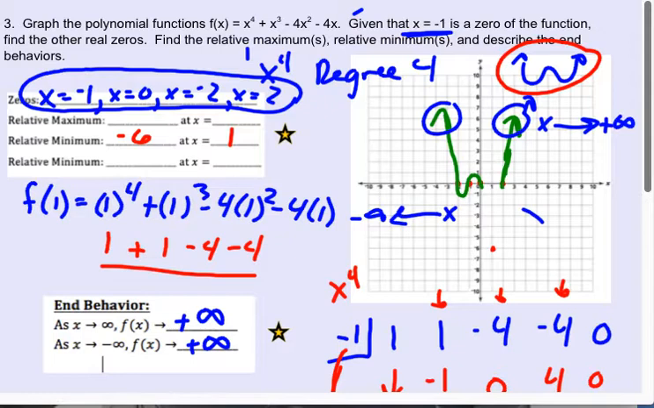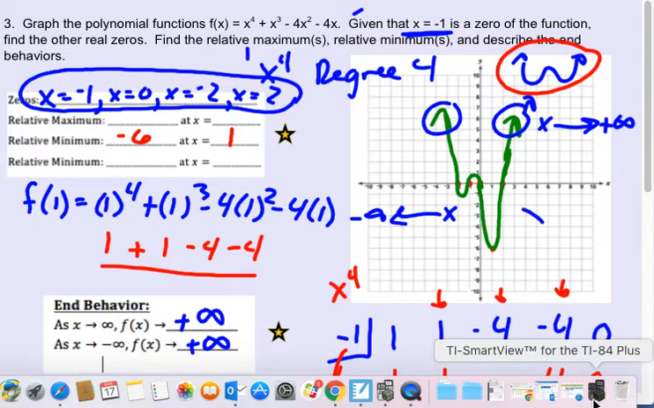Is it exactly that? I'm not sure. I have to plug it into the graphing calculator to make sure. But this is a pretty good estimate. So if your graph looked like this, you would be fine. To find those other ones, just to make it a little bit quicker, we're just going to use the graphing calculator.